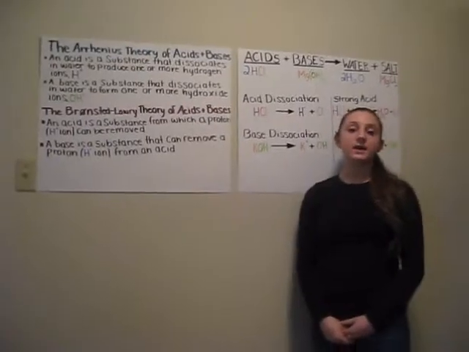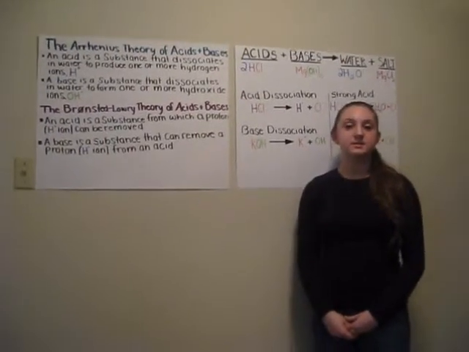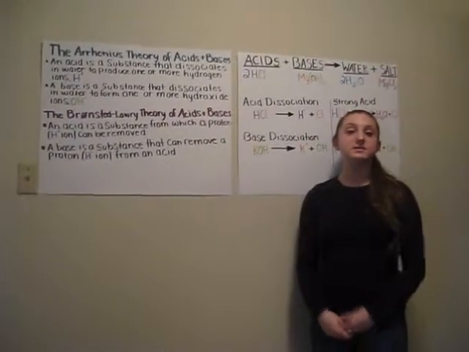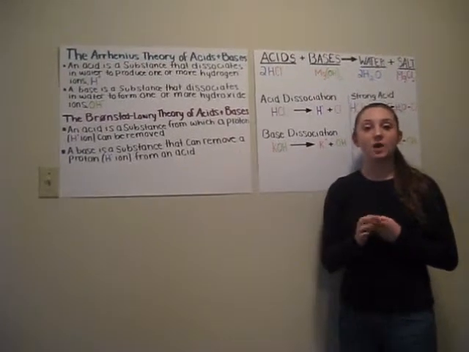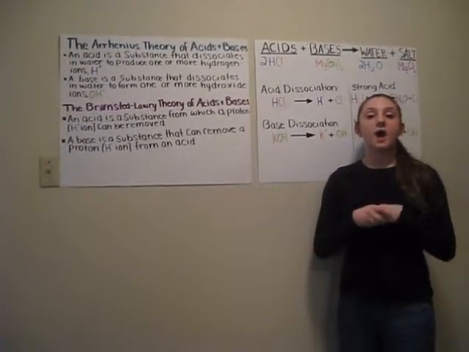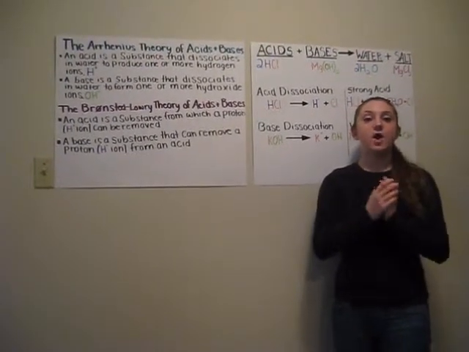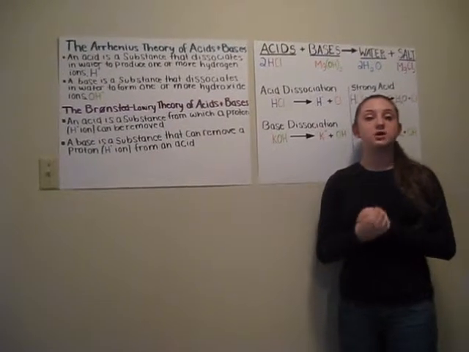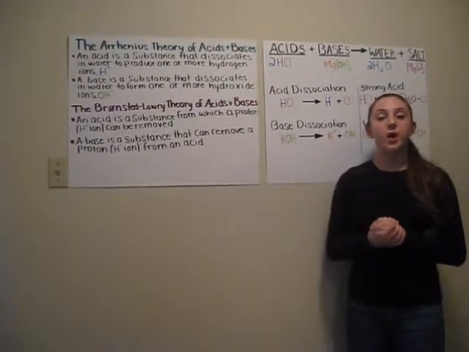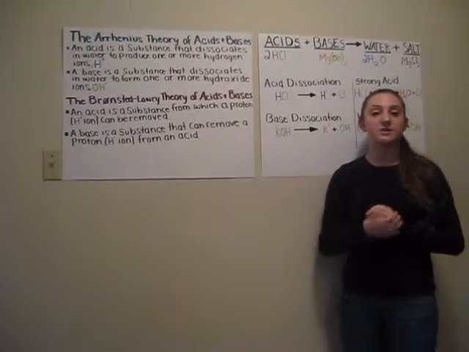So, a second issue with the Arrhenius theory of acids and bases is that some bases, such as ammonium and calcium carbonate, do not have hydroxide ions in their original form. However, when dissociated, they react with water in such a way as to form these hydroxide ions.